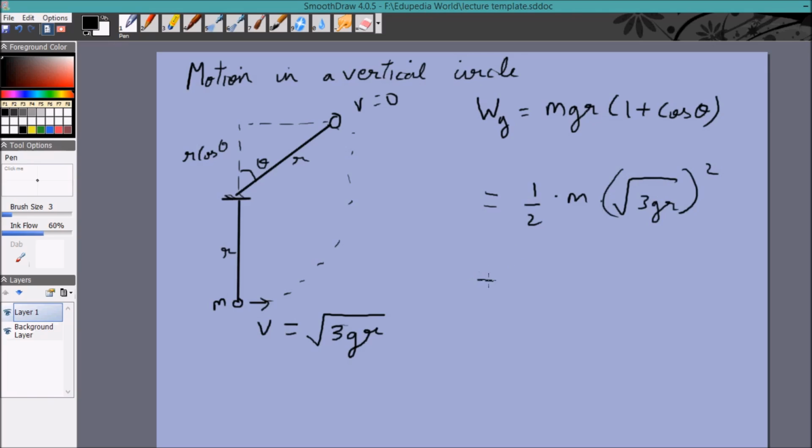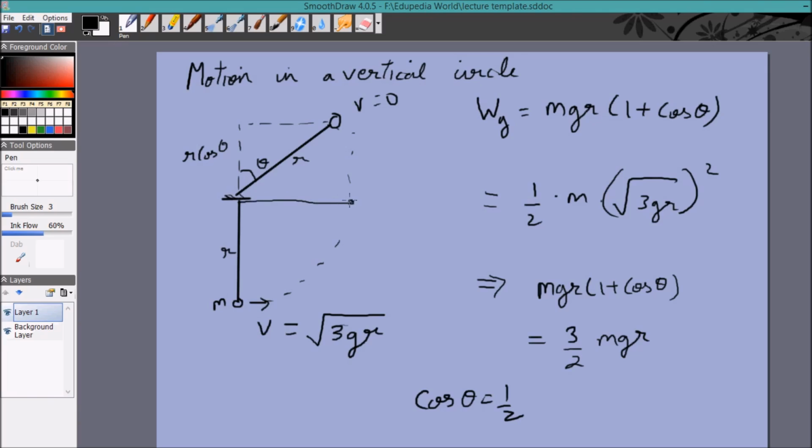Right. So this means mgr times (1 plus cos theta) equals 3 by 2 mgr. So mgr plus mgr cos theta is 3 by 2 mgr. That implies cos theta is equal to 1 by 2. From that we can calculate the value of theta. Now we see why I took this particular value, because I know for this value it will end up in the first quadrant. Okay, what value would it have to be for it to end up here?